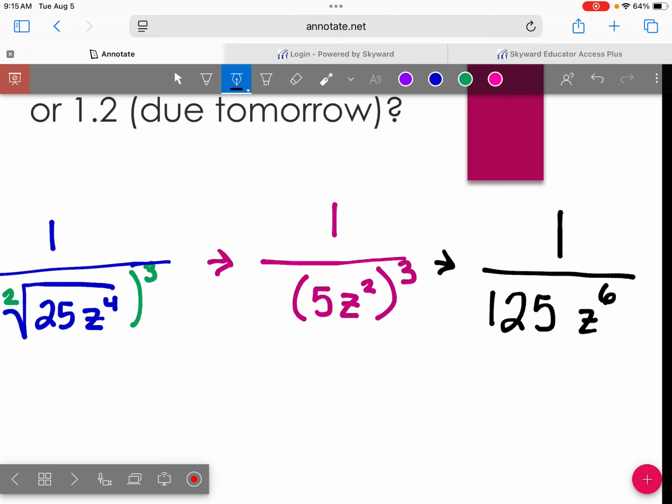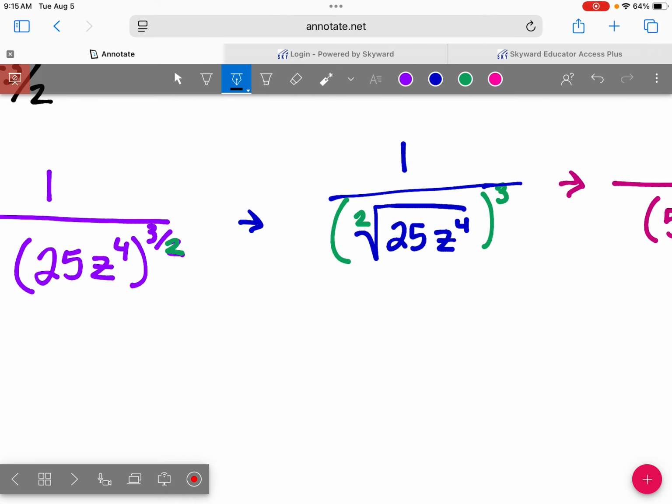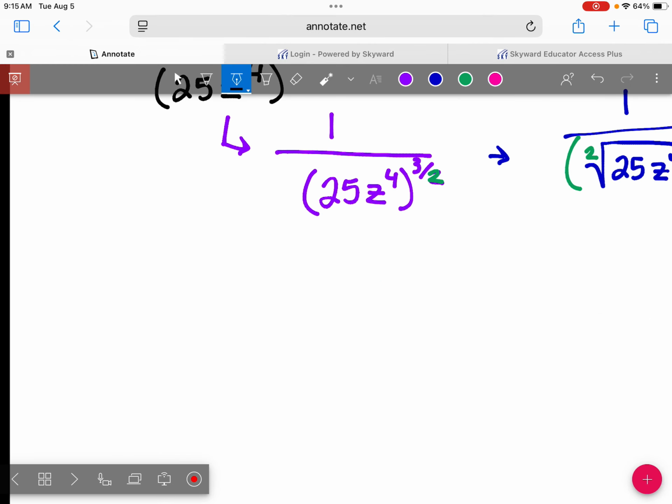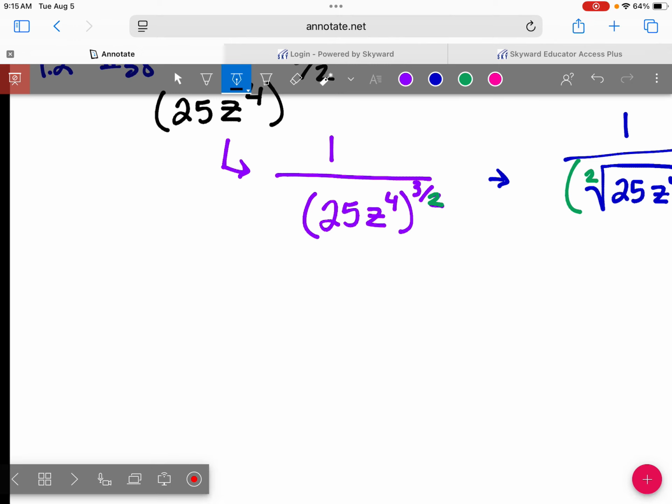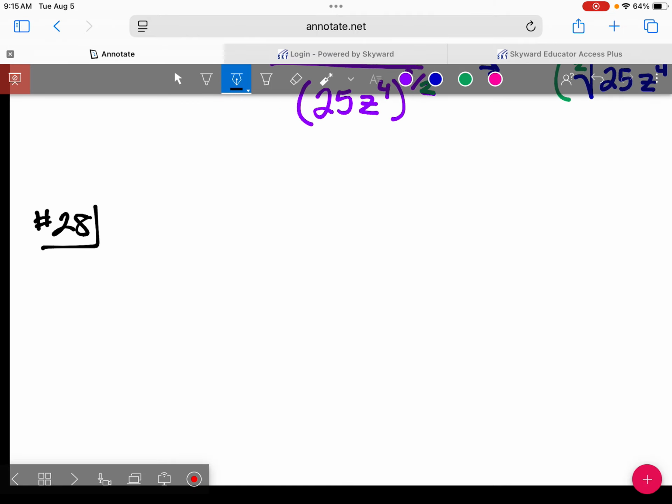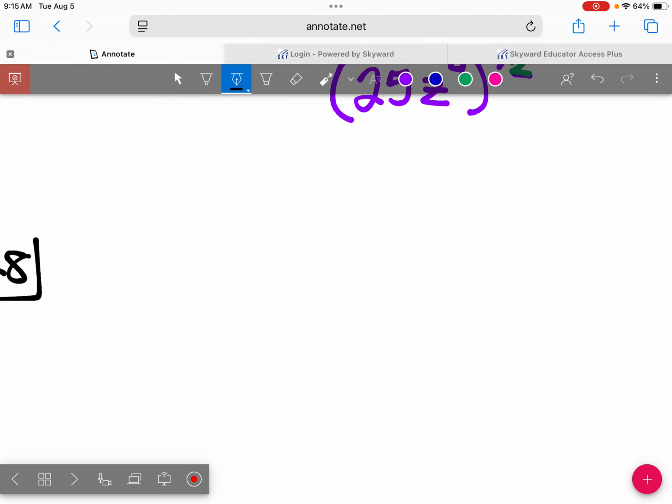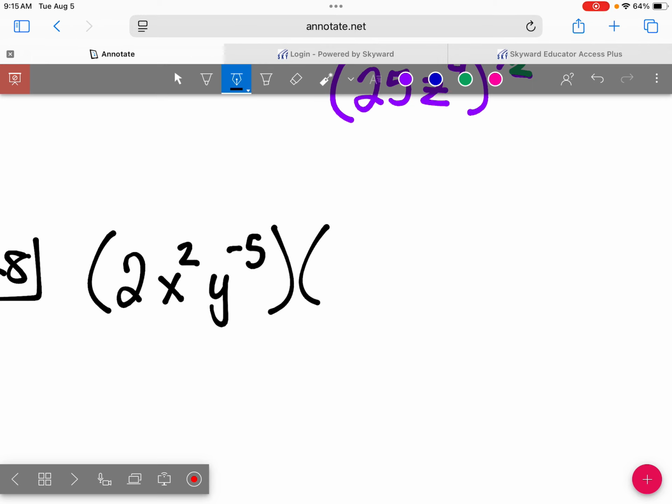Any others real quick? Yes, dear. 28 for 1.2. Let's look at number 28, which is, ooh, wide. So that one is our 2x squared y to the minus 5. That one? Yep. Okay, cool.